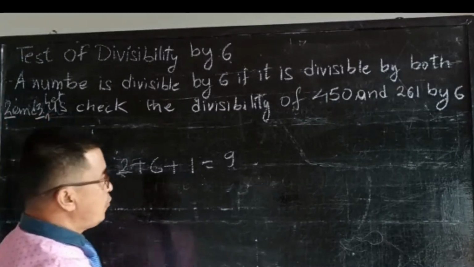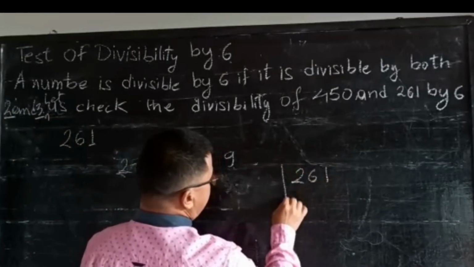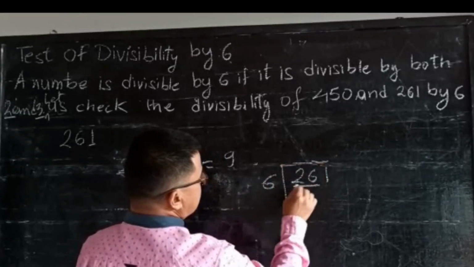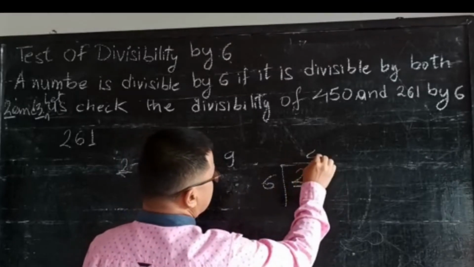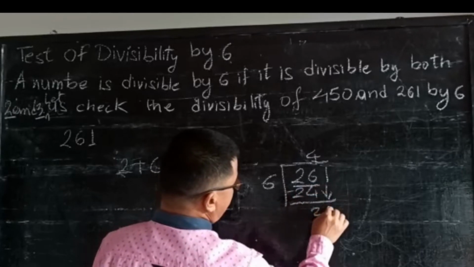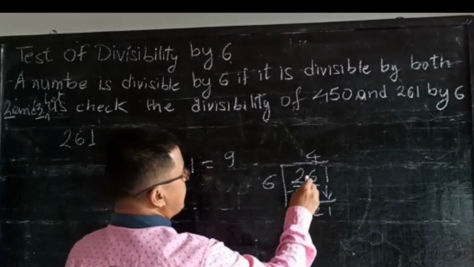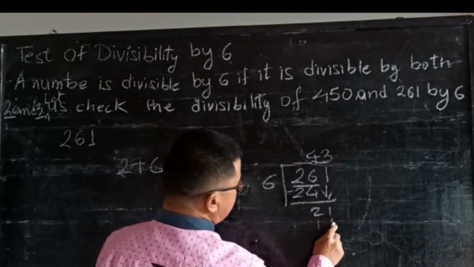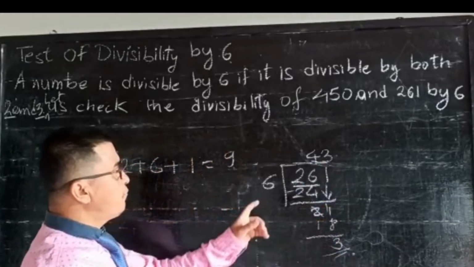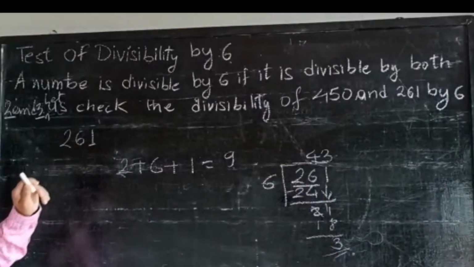We will see why it's not divisible. 261 divided by 6. 6 will not go into 2, so you take 26. 6 fours are 24. 26 minus 24 is 2. Bring down this 1. 21. 6 fours are 24, too much. 6 threes are 18. 3 times only goes, 18. There is a remainder. Remainder is 3. So 261 is not completely divisible by 6.